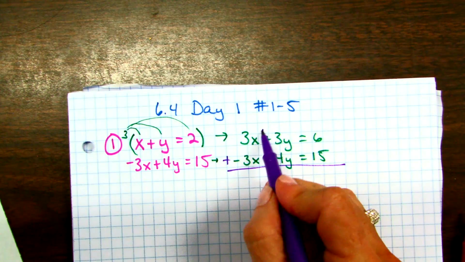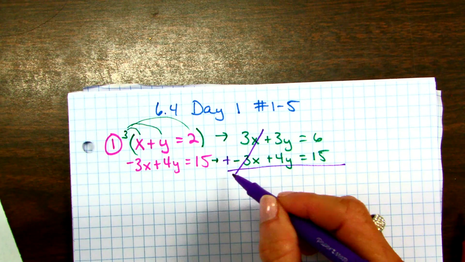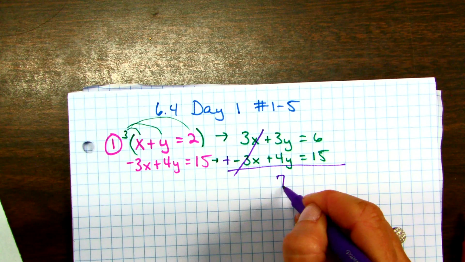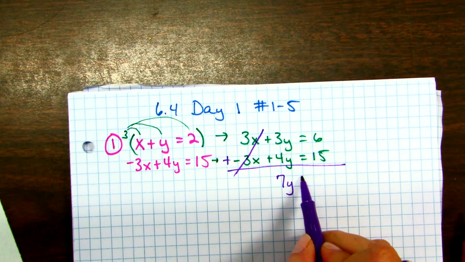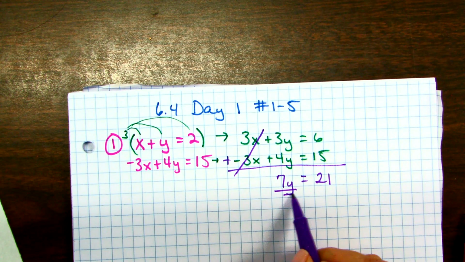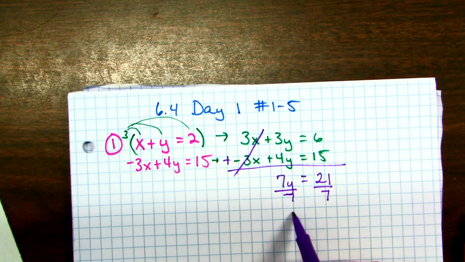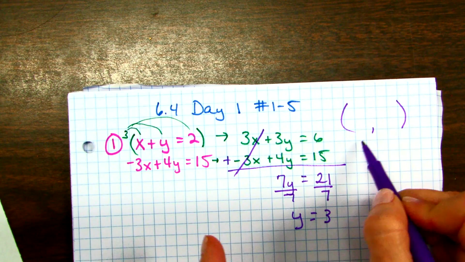Okay, so the x's cancel out. 3y plus 4y is 7y. 6 plus 15 is 21. Divide by 7, and y is 3. Okay. Make sure you put it in the right place.